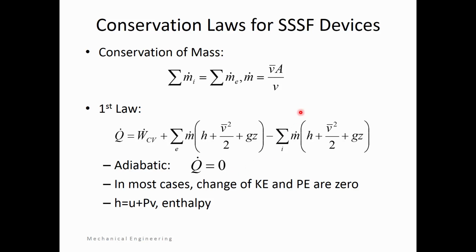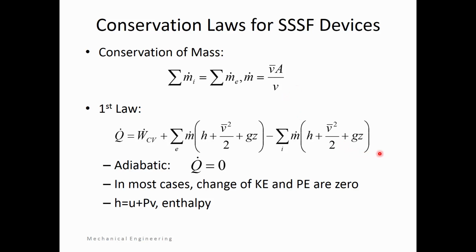Here is the general conservation of mass equation, where the summation of all the mass flow rate in must equal the summation of all the mass flow rate out of a steady state, steady flow device. The mass flow rate is defined as the equation shown, velocity times area divided by specific volume.